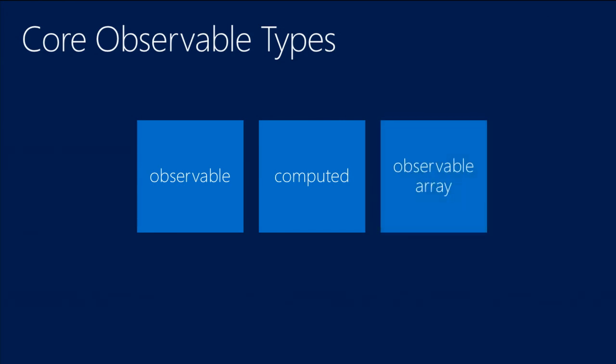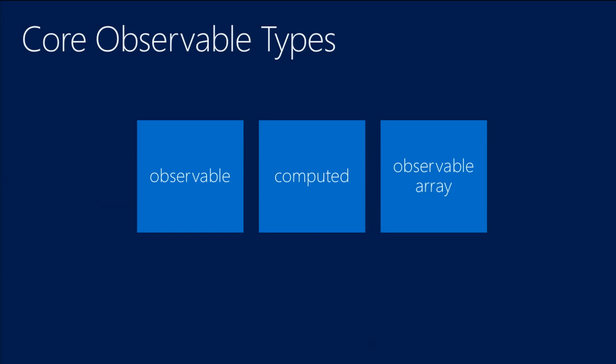And the final one is the observable array. That's going to allow us to have a list of items. And it's kind of akin to the observable collection in the XAML world. So if you come from XAML, observables are kind of like the INotifyPropertyChanged. And then the observable array is kind of like the observable collection, where every time you add something to that array, it'll automatically show up in the UI.